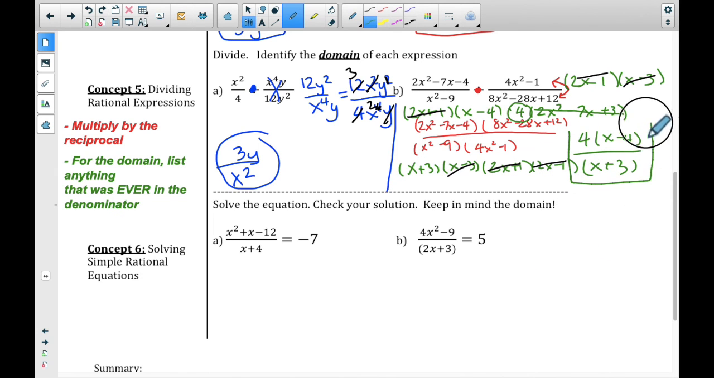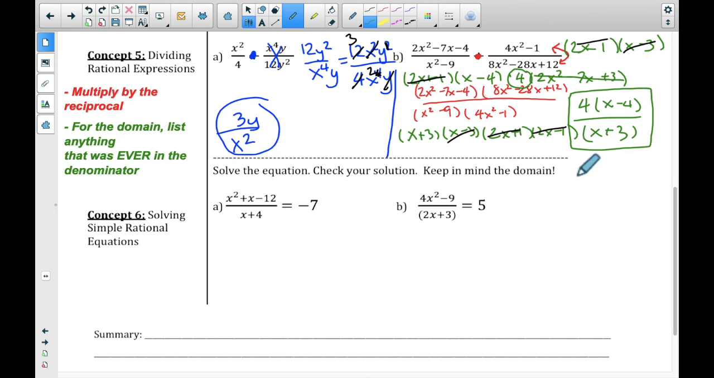I do need to talk about domain. In the domain, you have to list anything that was ever in the denominator. At any point in its life, was it in the denominator? Then it has to be listed. So, really running out of room here, but our domain is going to be all real numbers except positive and negative 3, because those were here in the denominator at one point.